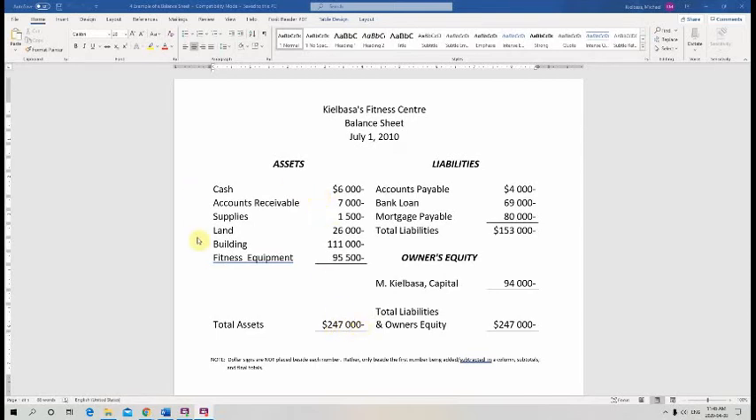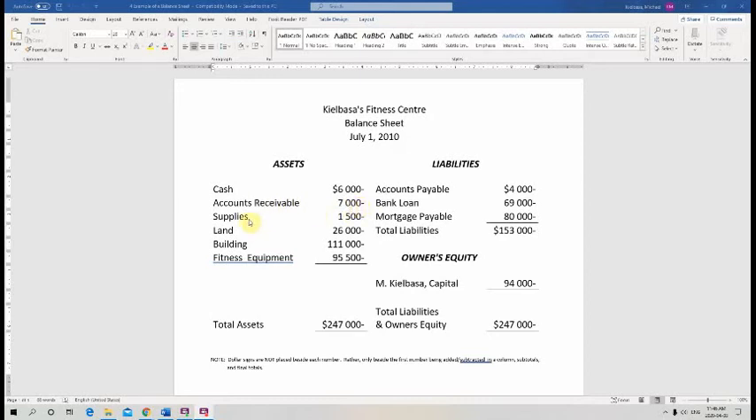Now the assets aren't just simply thrown onto the balance sheet. There's a particular order they go in. So at the beginning, they're listed according to what we call liquidity. Liquidity is how easily they can be converted into cash. So cash is already cash, so it goes first. Accounts receivable is money that is owed to the company by others. So in this case, $7,000 is owed to the company by others.